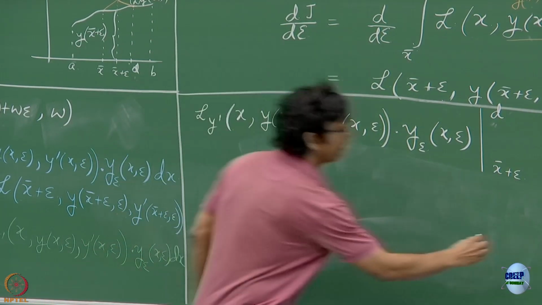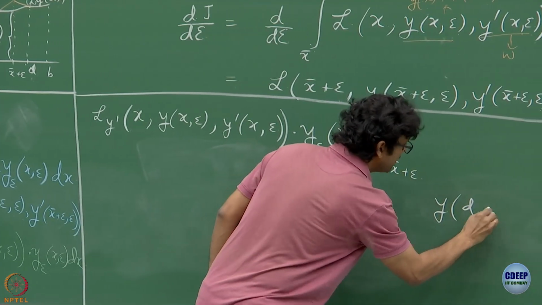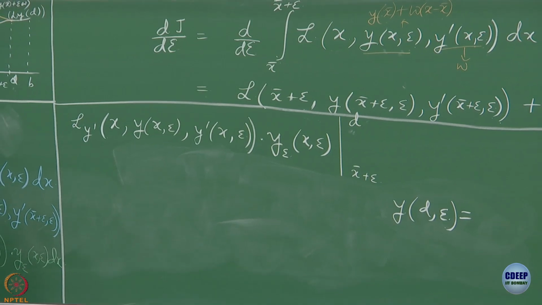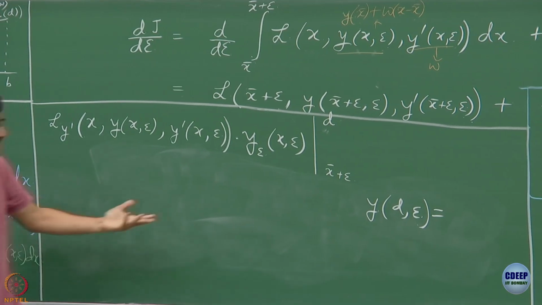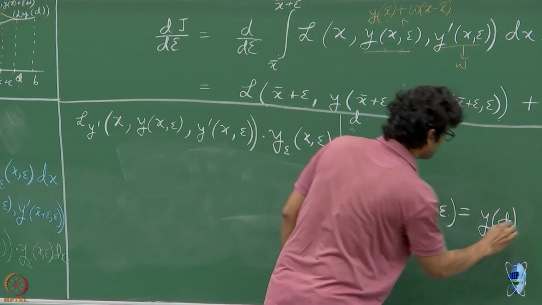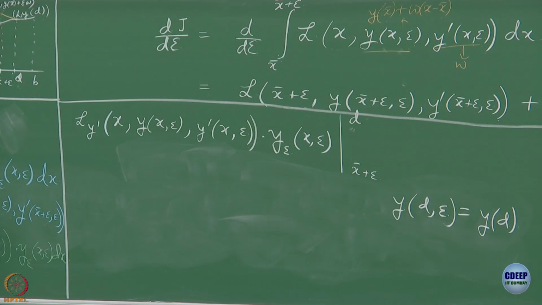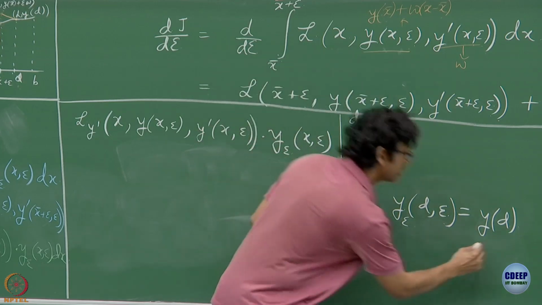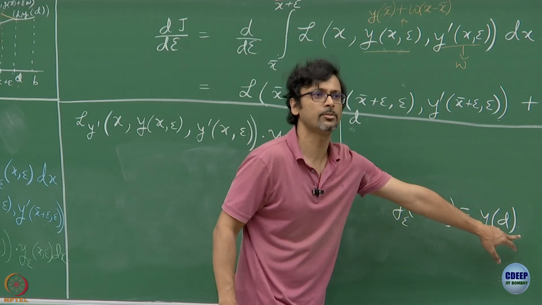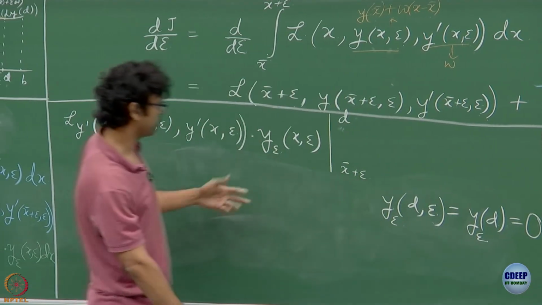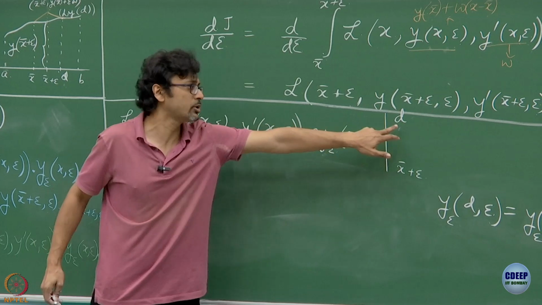What is, for example, y(d, epsilon) equal to? Sorry? It is just the same as the unperturbed curve y of d. Is there any epsilon dependency on this? No, right? So when you take the partial of this with respect to epsilon, it is akin to differentiating a constant with respect to epsilon, which is equal to 0. So in fact, this term vanishes when you substitute x equal to d.